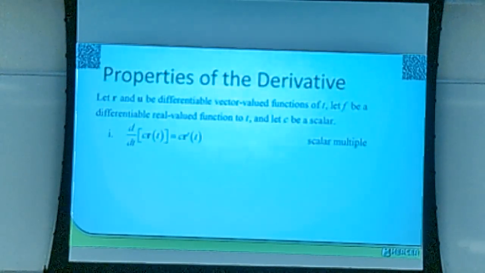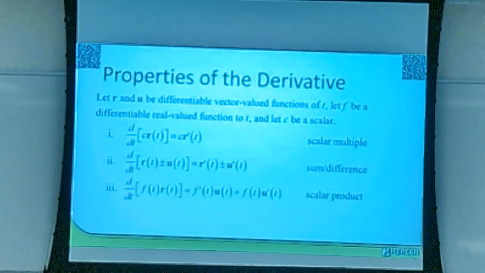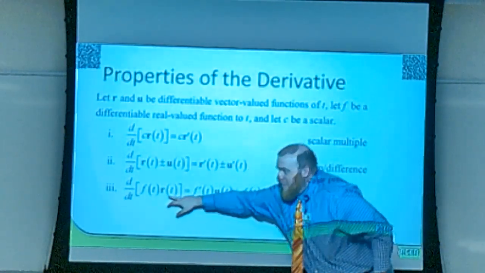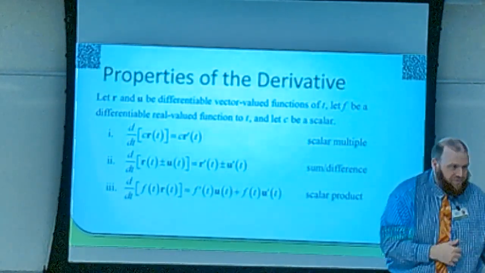Properties still hold. You still have the scalar multiple law, sum and difference law. Except now we have three types of products: scalar multiple, dot product, and cross product, which means we have three product rules, one for each of the three types. Henceforth, this is known as a scalar function, and that would be a vector function.